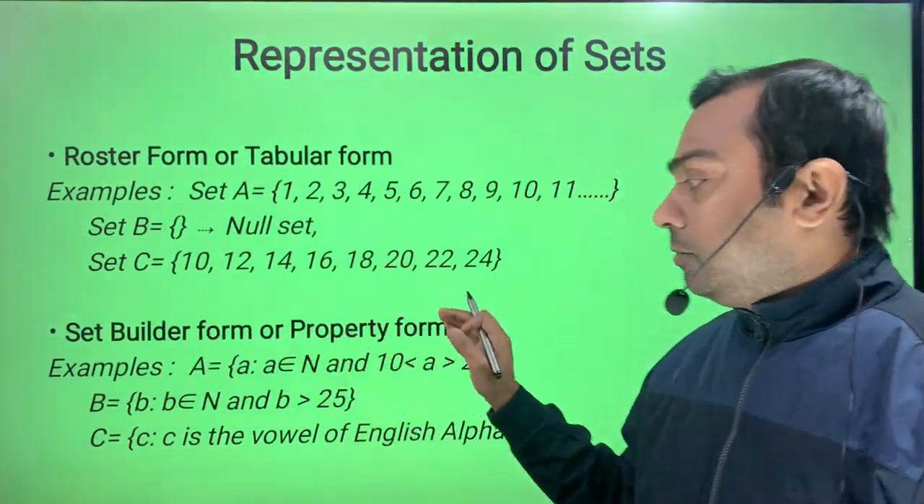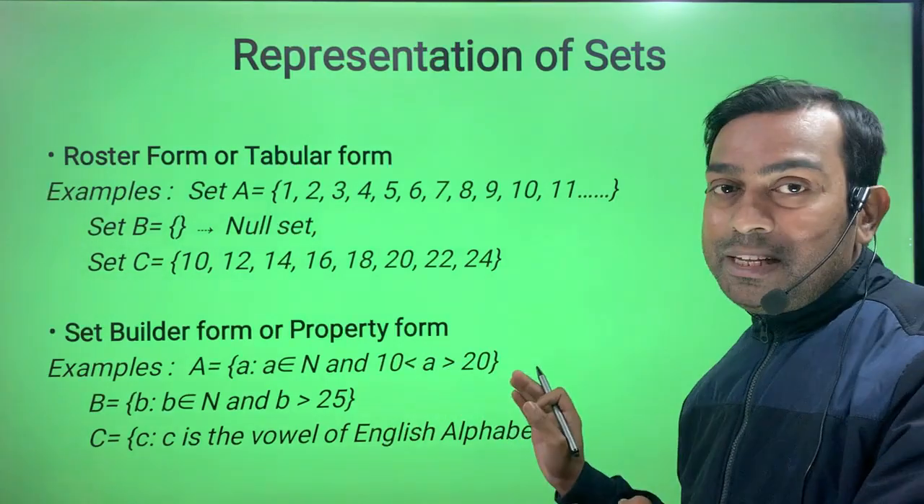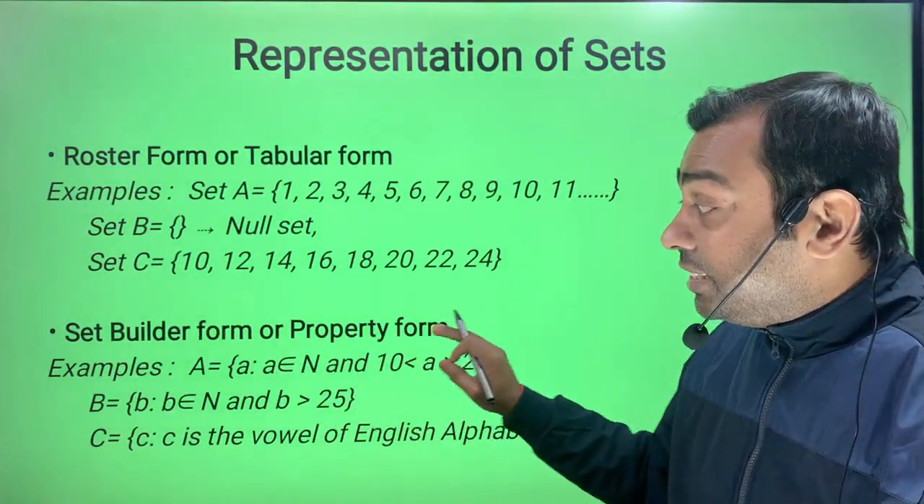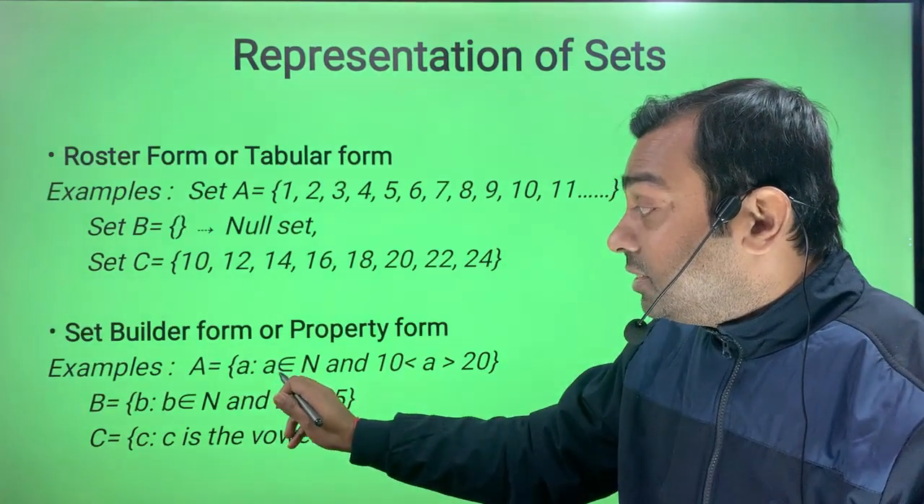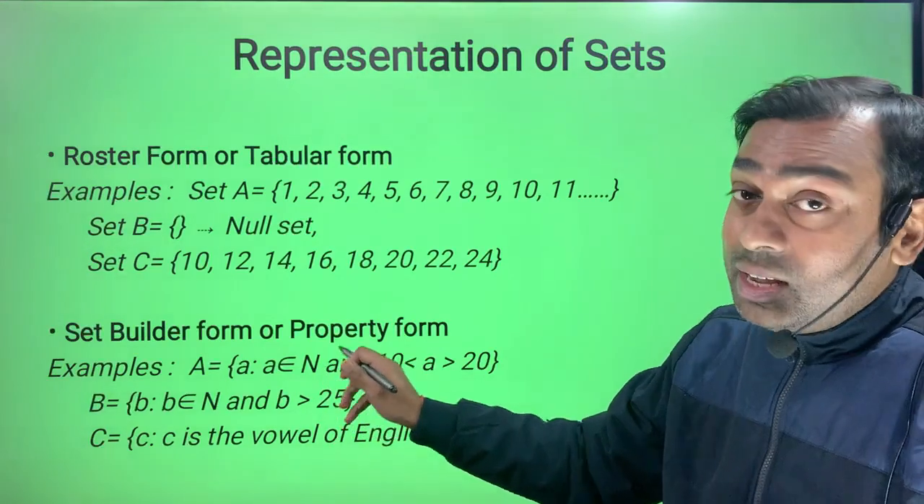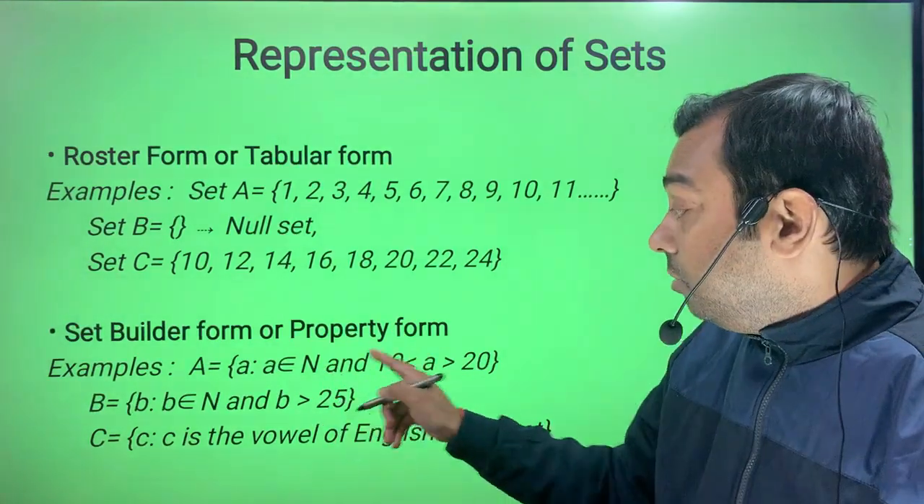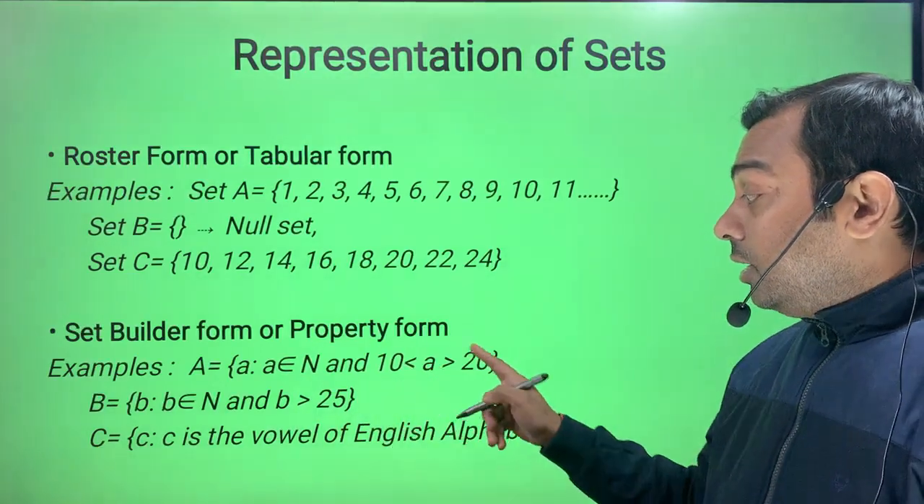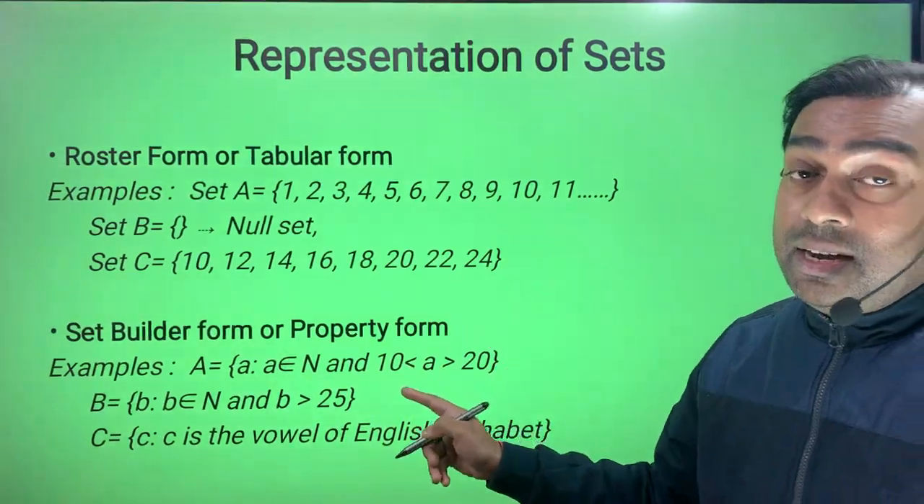Next, set builder. We have to express in elements. There are no elements, just a statement like A is such that A belongs to natural number, and N stands for natural number. And what is the range of A? A is greater than 10 but less than 20.